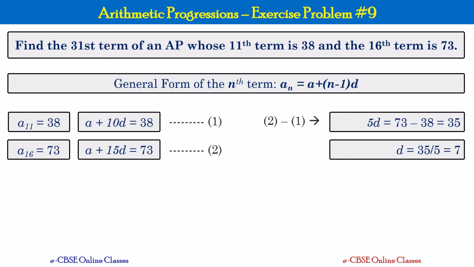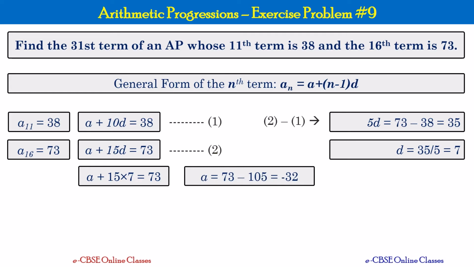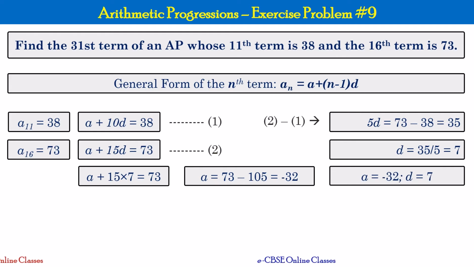Now let's substitute this value of D in equation 2. That becomes A plus 15 times 7 is equal to 73. 15 times 7 is 105. So A is equal to 73 minus 105, that is minus 32. So A is minus 32 and D equal to 7.